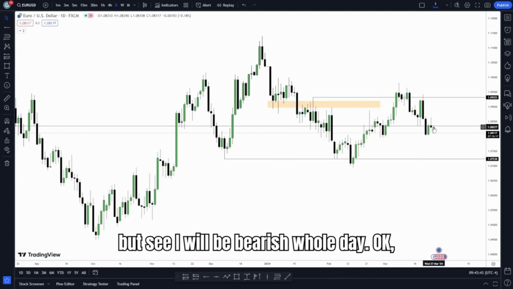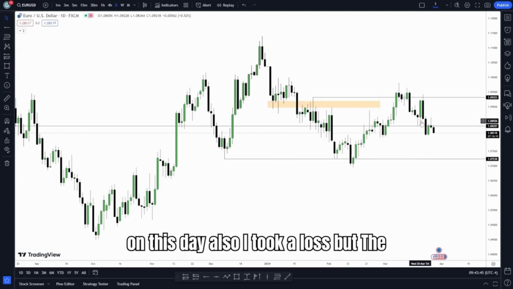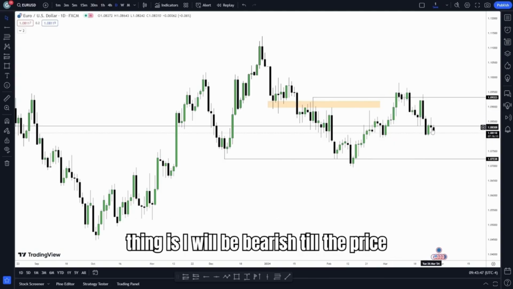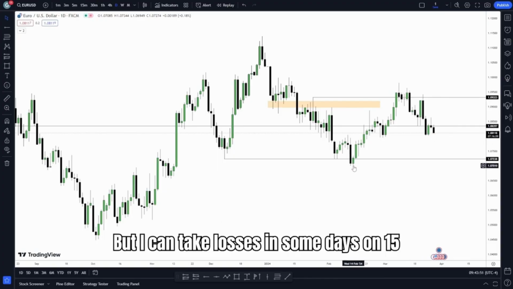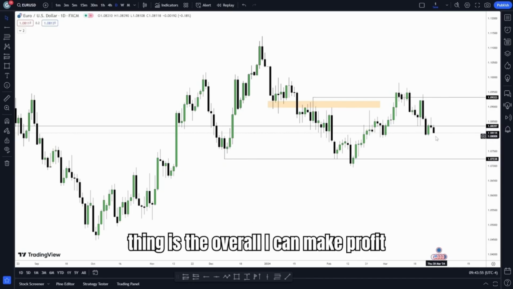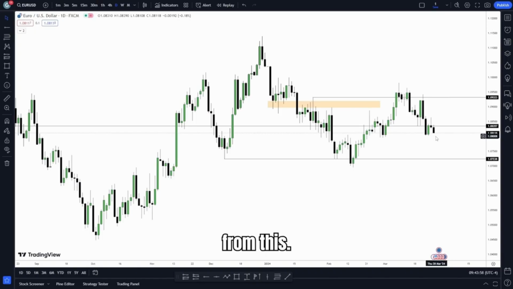But see what happens if it goes down and takes it. I will be bearish the whole day. On this day also I took a loss, but the thing is I will be bearish till the price goes and takes this low. I can take losses on some days on the 15-minute chart. Yes, I can, but overall I can make a profit from this.